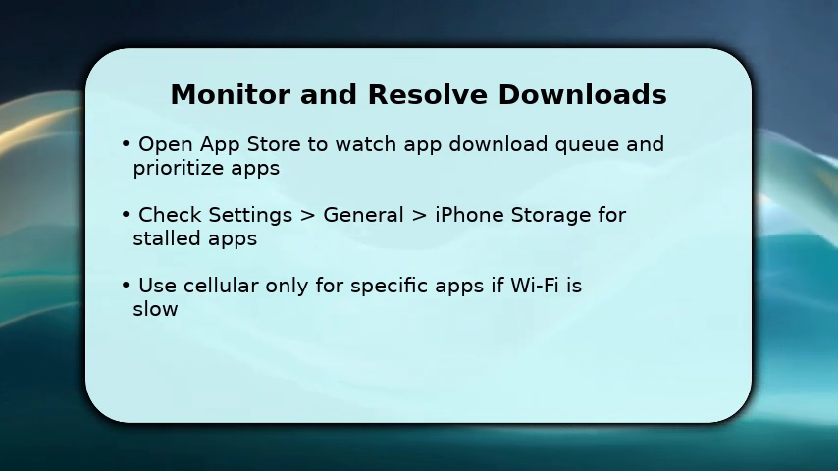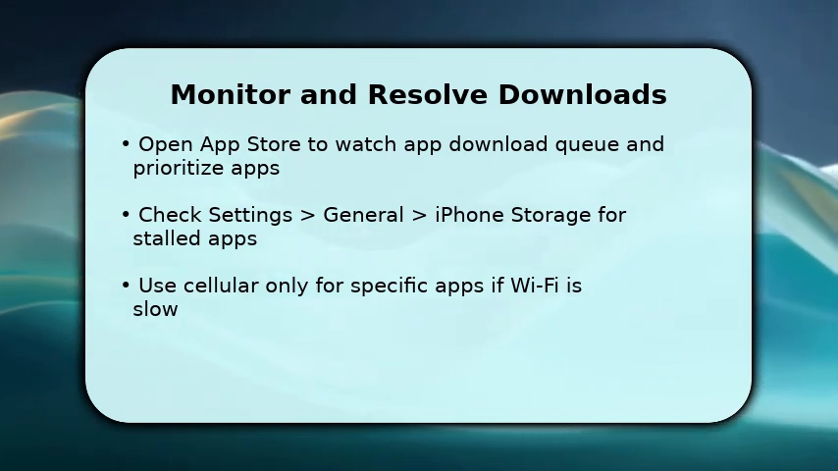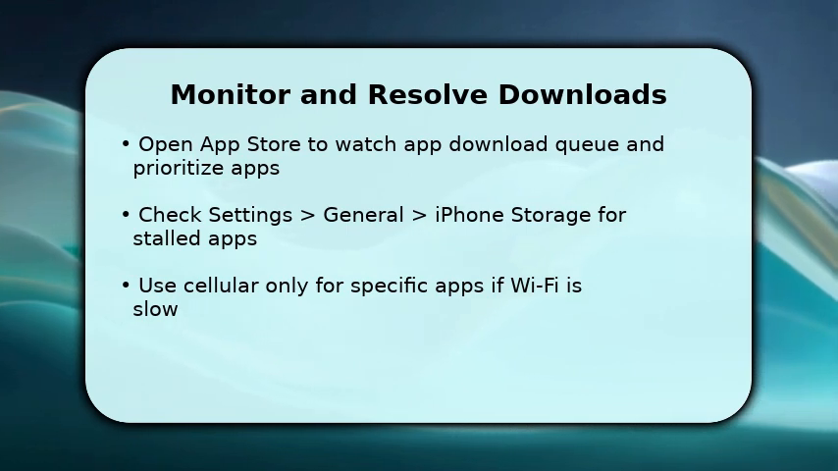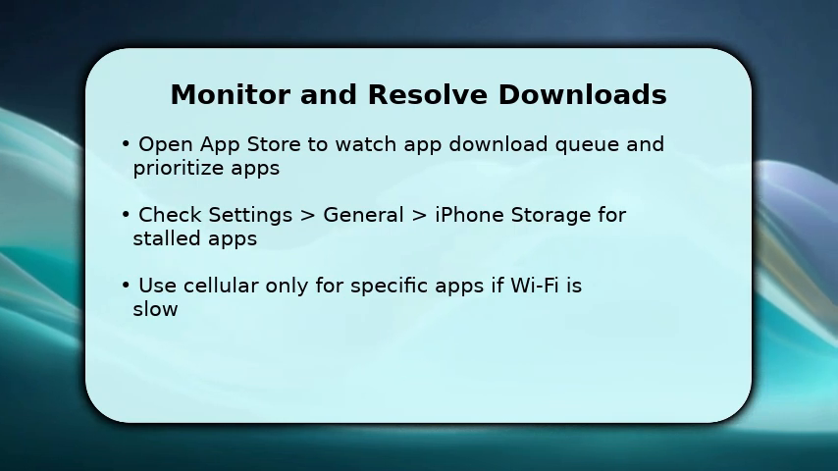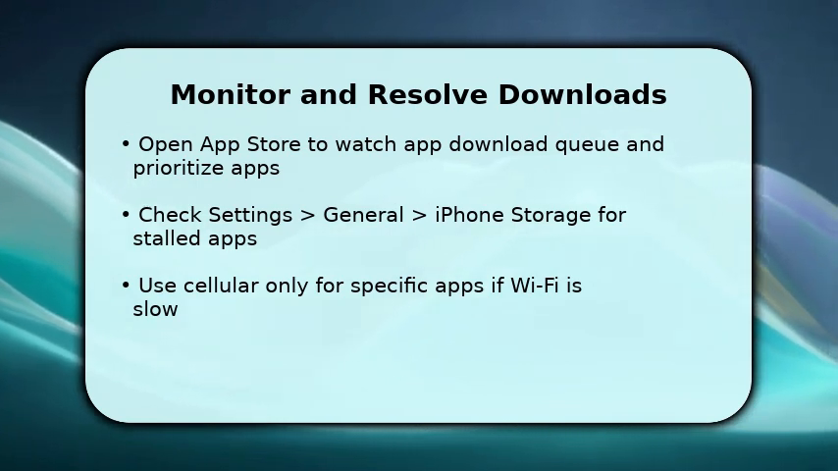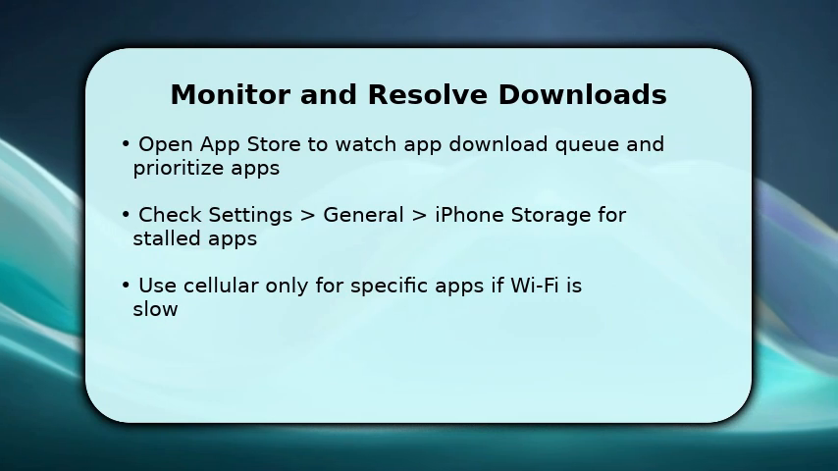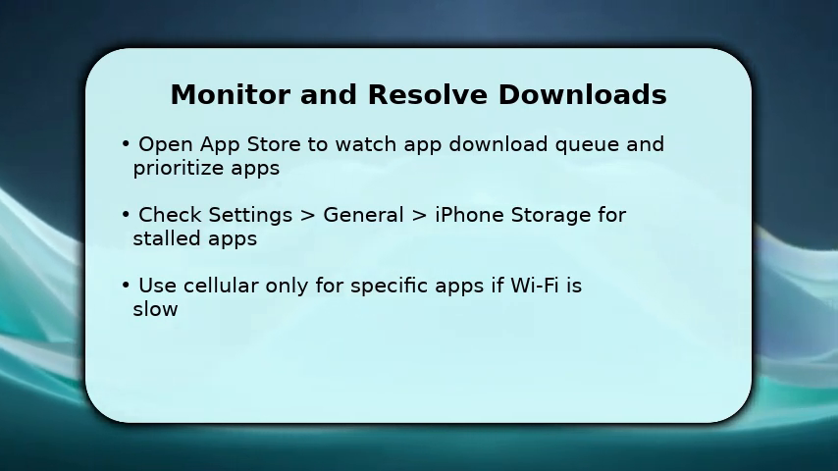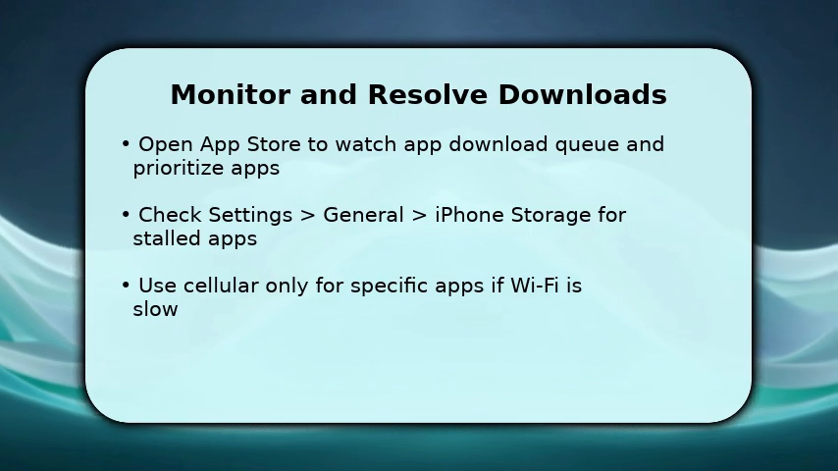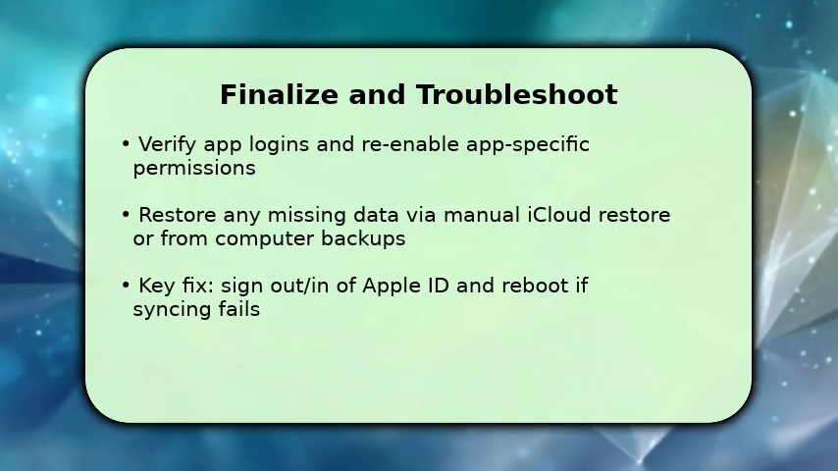If an app stalls, go to Settings, General, iPhone Storage to offload or delete and reinstall it. That forces a fresh download. Once done, consider toggling Wi-Fi off and on or switching to a fast cellular connection for a few apps if Wi-Fi remains slow. Keep patience. Large apps and encrypted data take time to restore. You're in the final stretch.